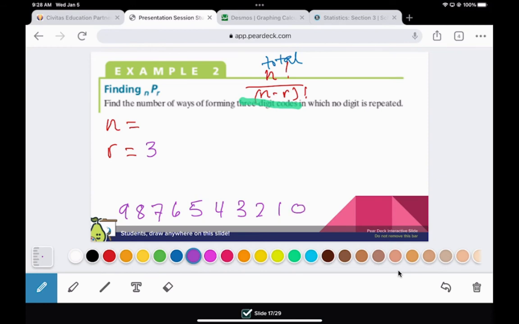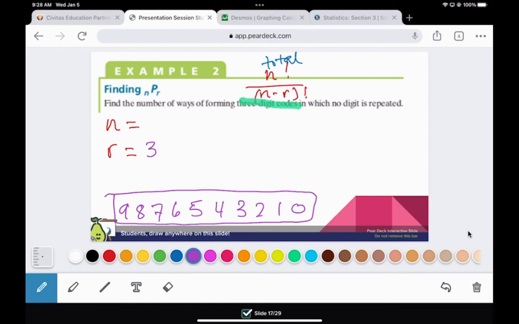We did probability before and we talked about digits. We know that we have 10 numbers to choose from. So n is the total number of digits that I can choose from. So I have 9, 8, 7, 6, 5, 4, 3, 2, 1. So these are the total, right?